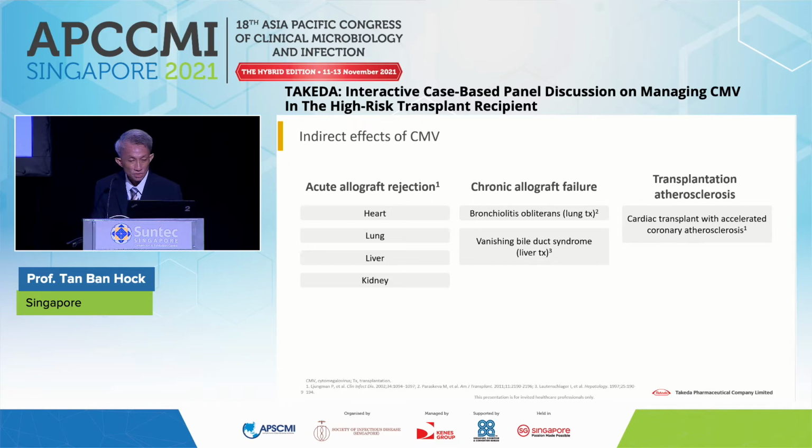The indirect effects of CMV, some are easier to prove than others. So there's long been talk that with CMV infection, the patient is predisposed to acute allograft rejection. Then these manifestations of chronic allograft failure have also been attributed to CMV, such as bronchiolitis obliterans in the lung recipient. And of course, for the longest time, there has been an association between CMV and atherosclerosis, including coronary artery disease after transplant.